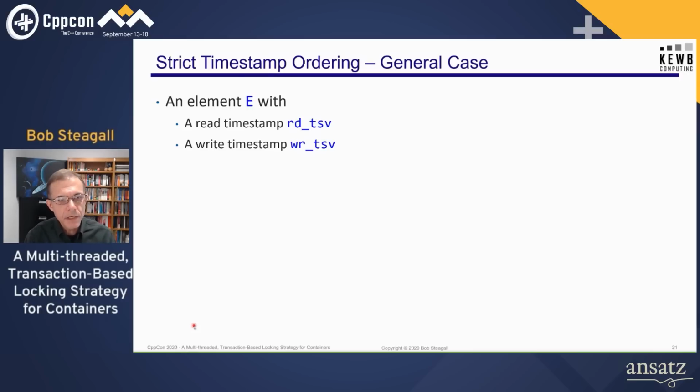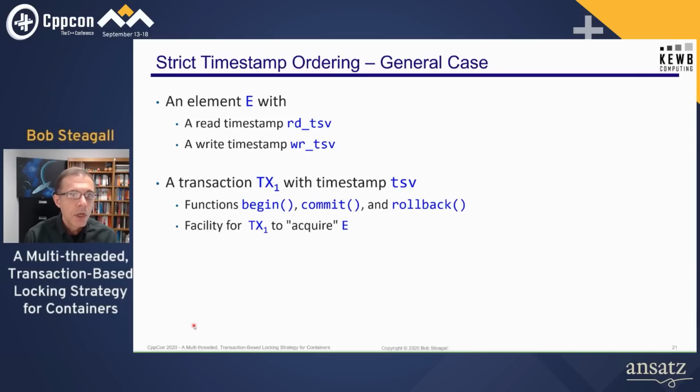So talking about the algorithm in the general case in just a little more detail, let's suppose that we have some element E, and associated with E, we have a read timestamp and a write timestamp value. TSV is the nomenclature I use here to indicate timestamp value. So if you have a transaction, let's call it TX1, and it has a timestamp TSV, let's assume that it has functions begin, commit, and rollback.